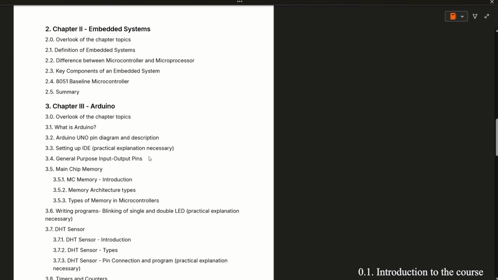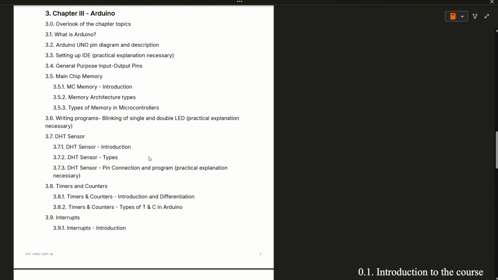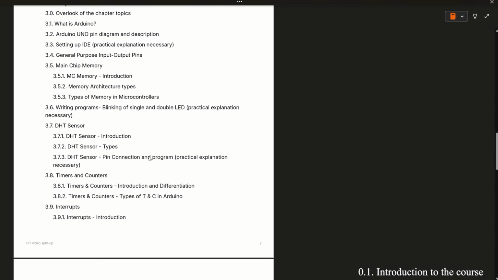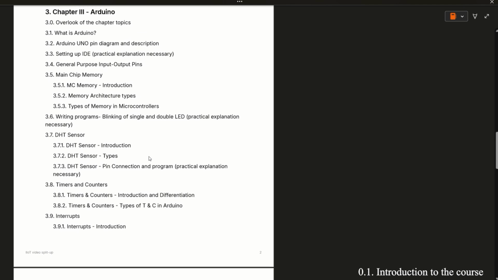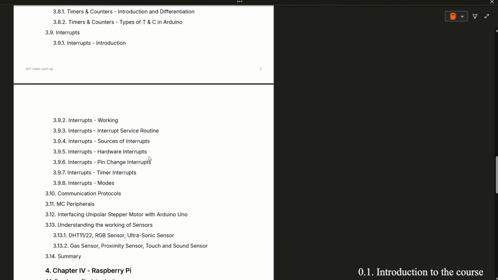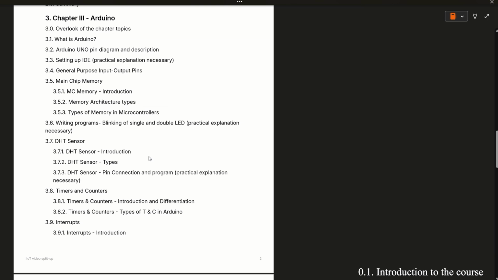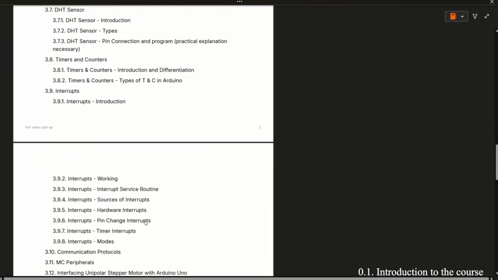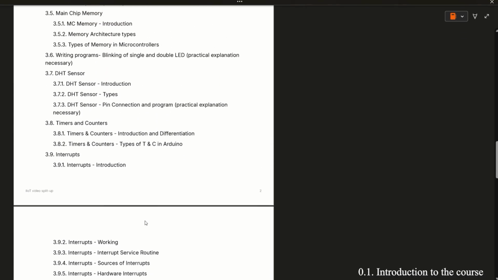When we come to the third chapter, Arduino, I must say this is quite a lengthy chapter because it contains literally everything there is to know about the basics of IoT: timers and counters, interrupts, main chip memory, and also communication protocols. These are pretty important concepts in the Internet of Things, and we are going to learn all that in this third chapter. It is lengthy, but it's not a tough chapter per se. You can learn it in no time.